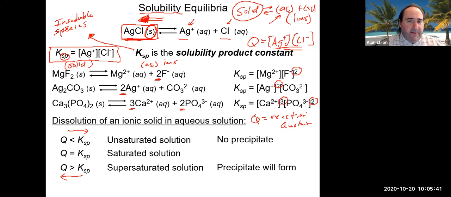So here we can use Q and compare it to KSP to decide, in our application here, if we mix a couple of solutions together, would we expect a solid to form or not form, based on some factors that we will talk about here? Any questions on that so far?